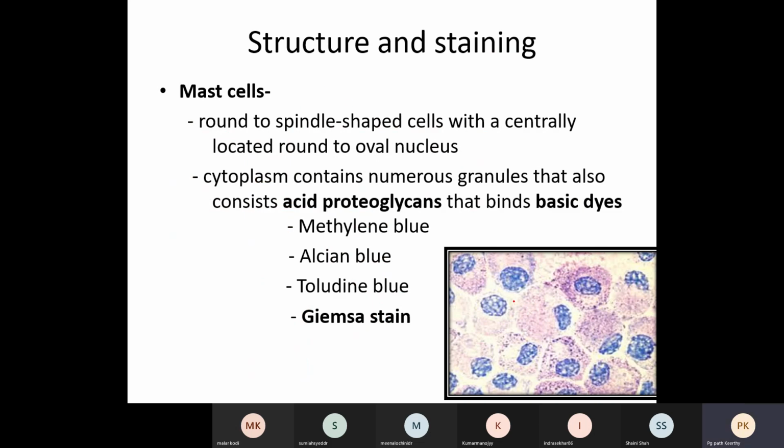So next is your structure. How does this mast cell look? See, it looks like a round to spindly cell with a somewhat centrally placed nucleus. The cytoplasm has so many granules, which contain lots of enzymes and acid proteoglycans, which take up the basic dye. That's why they are blue. So they can be stained with methylene blue, alcian blue, toluidine blue, and Giemsa blue. They can ask you: what are the stains to demonstrate a mast cell? What are the granules? How do they look? What is the difference between a mast cell and the basophil? They might ask you.